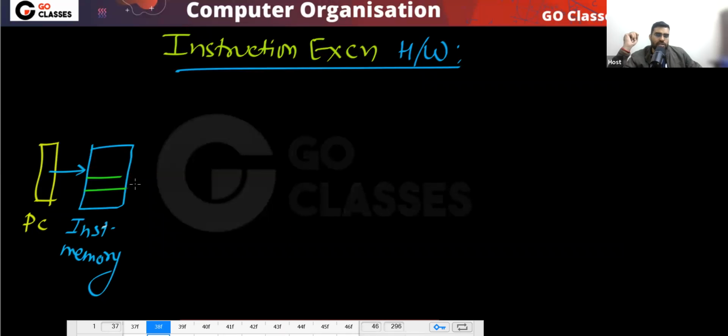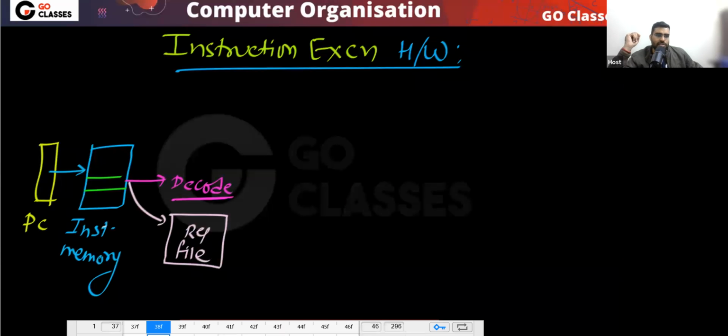Now, after this, what is the next stage? Once you have fetched this instruction, and it has come, what will happen? After this, decode will happen, and register read will also happen. You will read the register. This is your register file. So two things will happen.